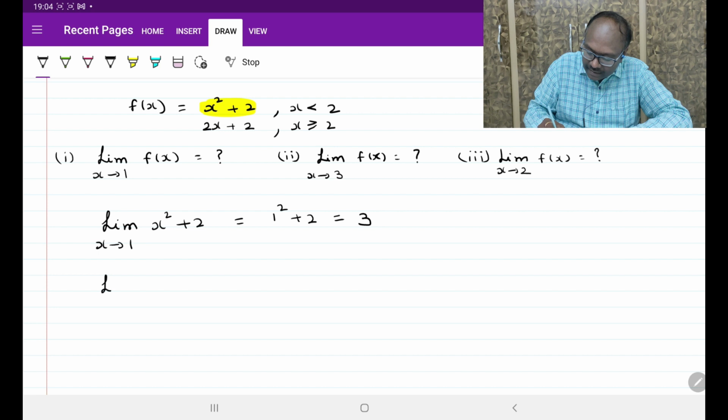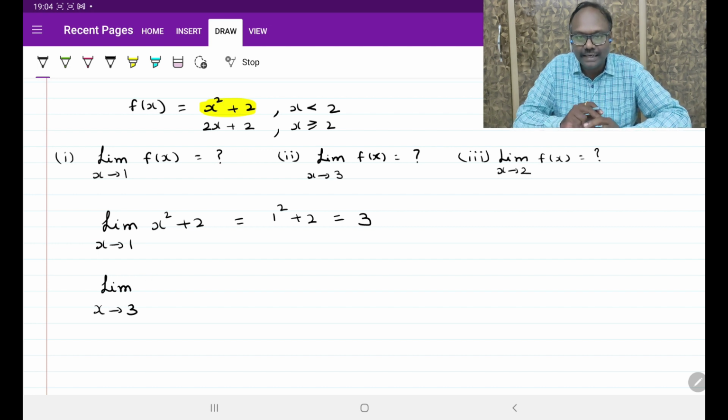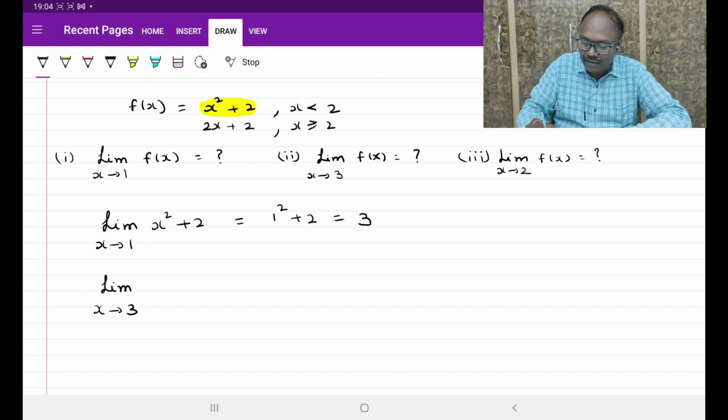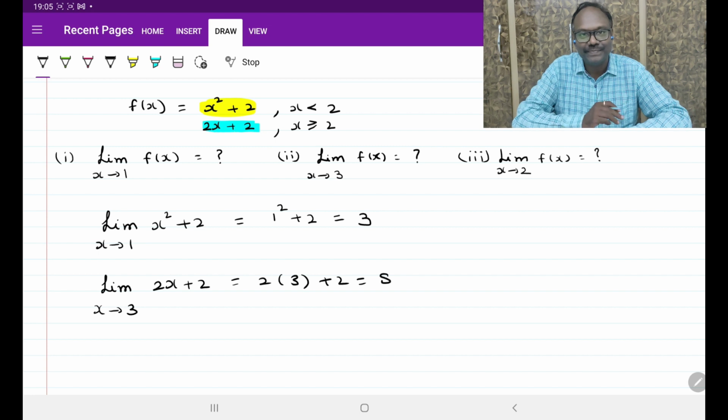Limit x tends to 3 of f of x. Now when x is tending to 3, x takes a value slightly more than 3 or less than 3. So in such case, the suitable definition is obviously the second definition, that is 2x plus 2. So we can plug in f of x as 2x plus 2. So we get this as 2 into 3 plus 2, that is 8.